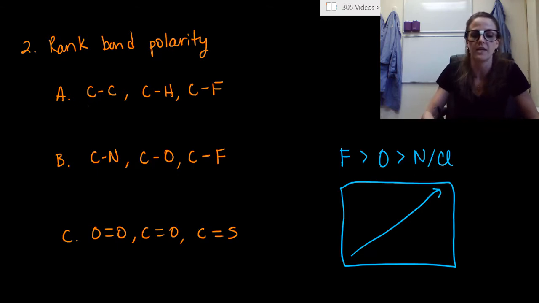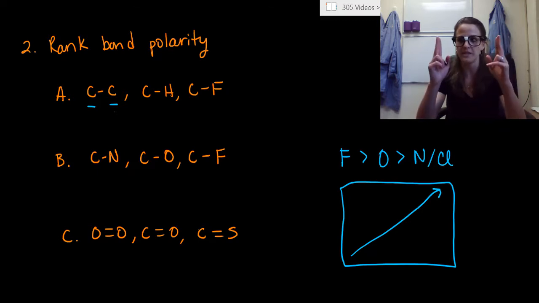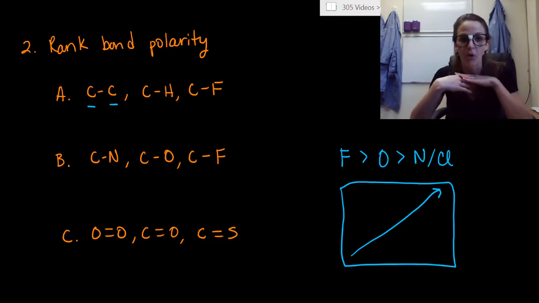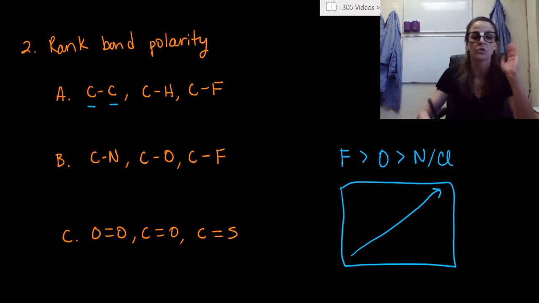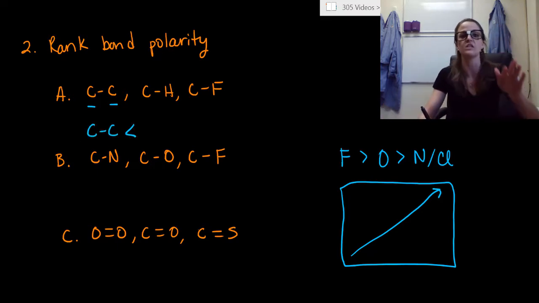And so right away I see a carbon-carbon bond. Right away you know if it is two elements that are the exact same thing, they are going to have the exact same electronegativity. There's no way for that carbon-carbon bond to be polar at all. That's not possible. So right away you should write C less than. It's going to be your least polar.